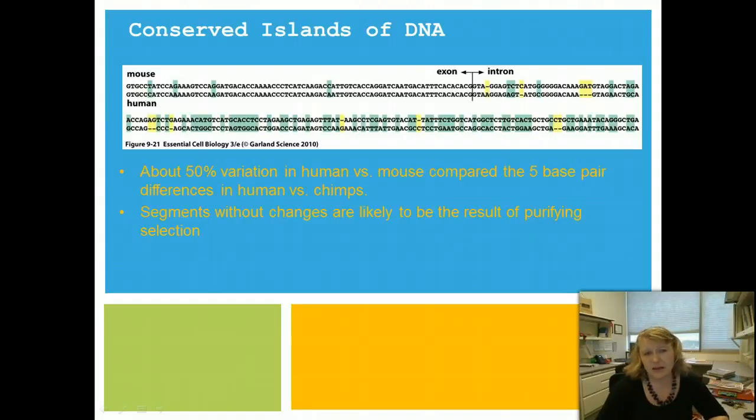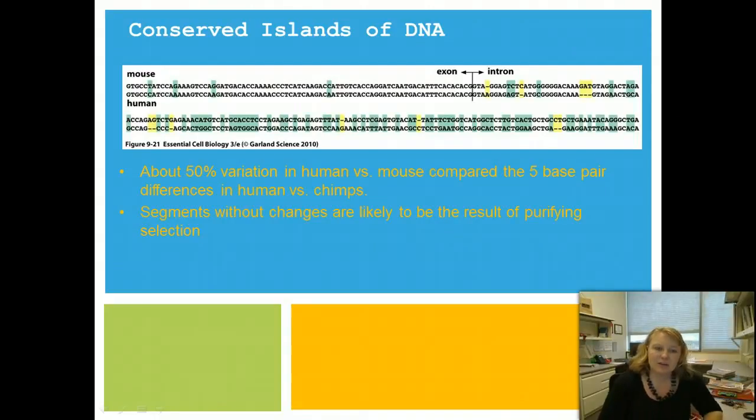So there's about 50% variation between the human and the mouse compared to the 5 base pair differences between human and chimp. That's showing you that there's a significant genetic difference between us and a mouse and us and a chimp. And that makes sense if you look at even our physical traits, that there would be a significant difference even in size between the human and mouse genomes versus the human and chimp genomes.